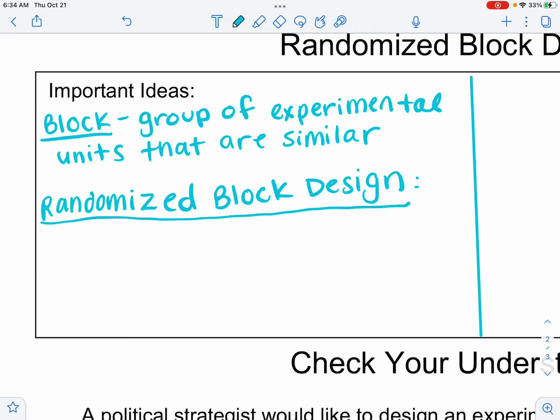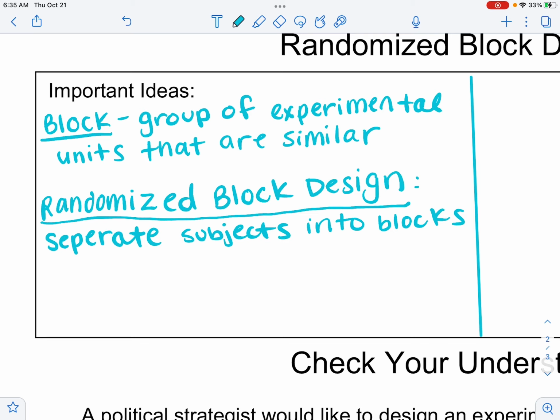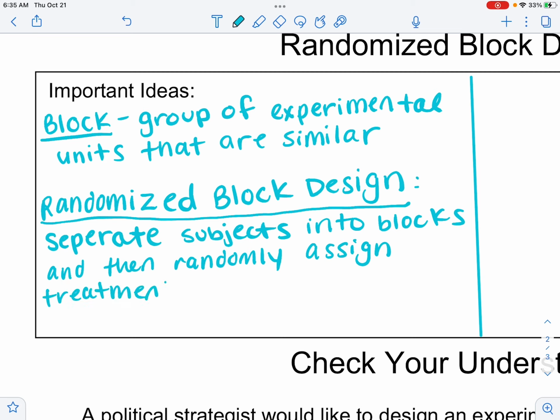All right, for my randomized block design, what do I do? I separate the subjects into blocks, and then randomly assign treatments within each block.